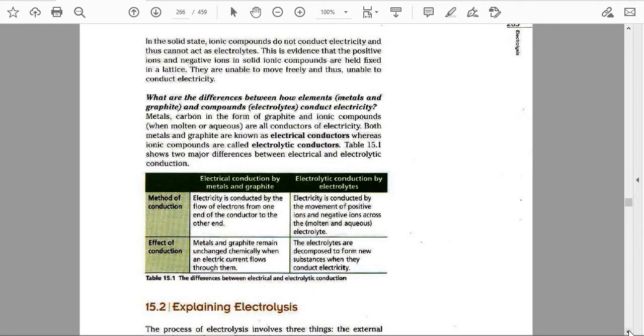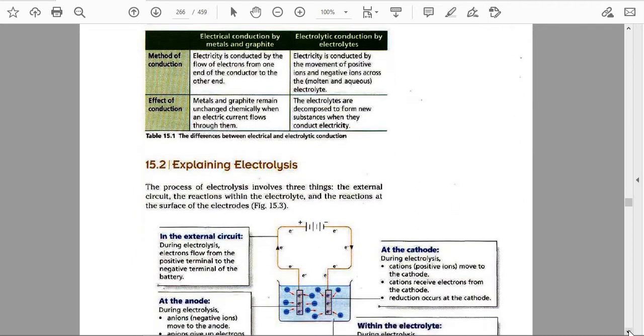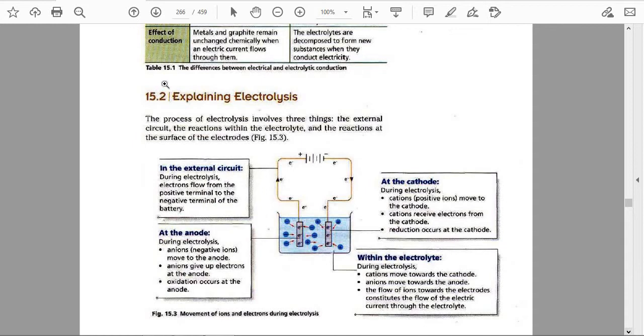Alright, so the next one here. This one is explaining the process of electrolysis, the second subtopic. The process of electrolysis involves three things. The first one is the external circuit. The second one is the reactions within the electrolyte. This one is the external circuit, where you can see the movement of the electrons, and the reactions at the surface of the electrodes.